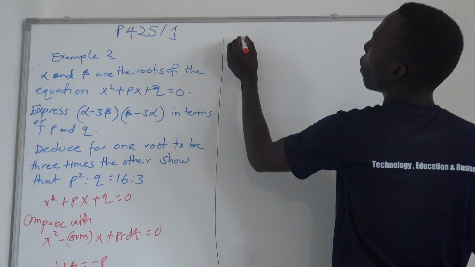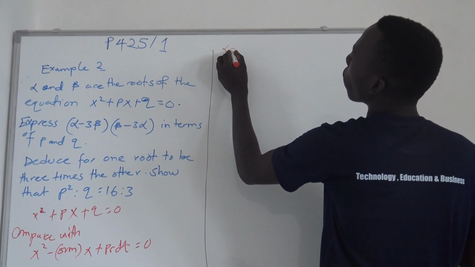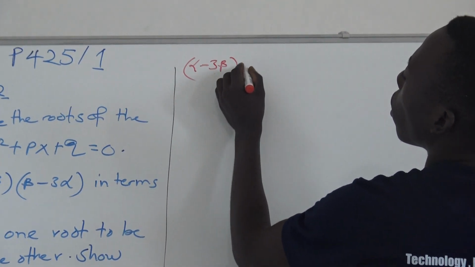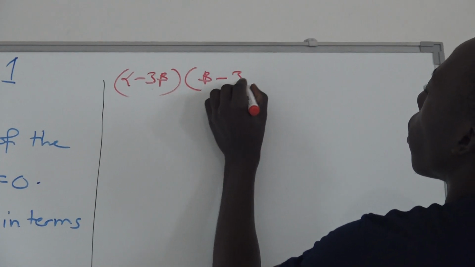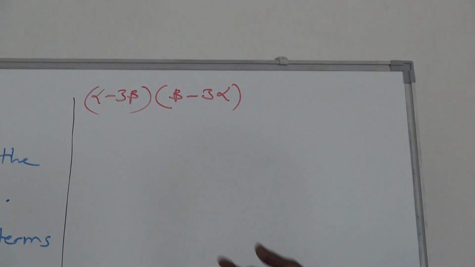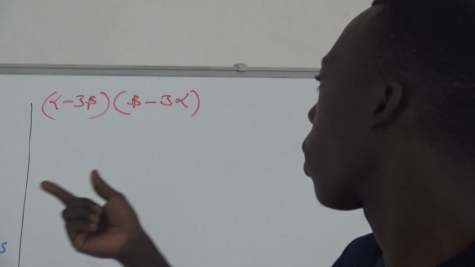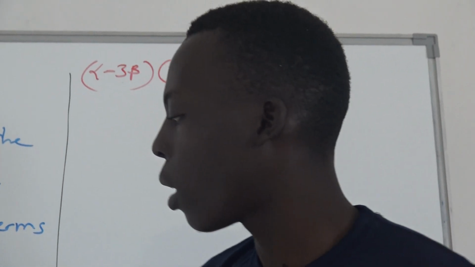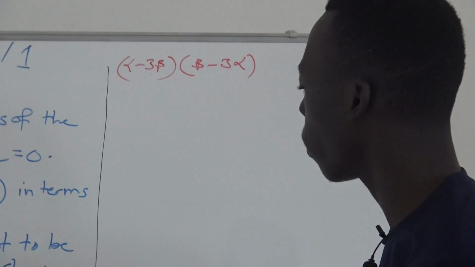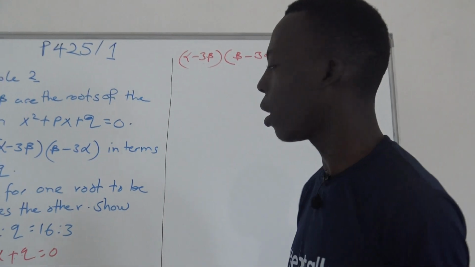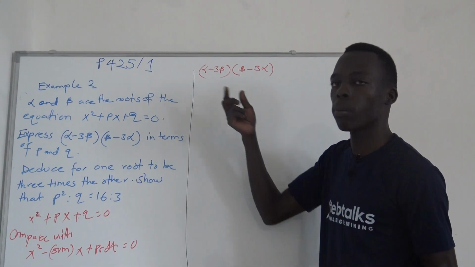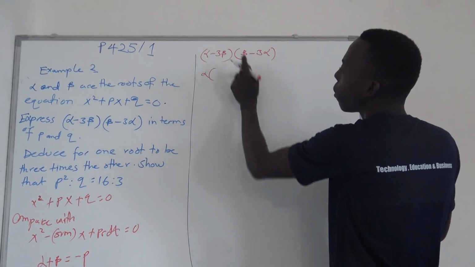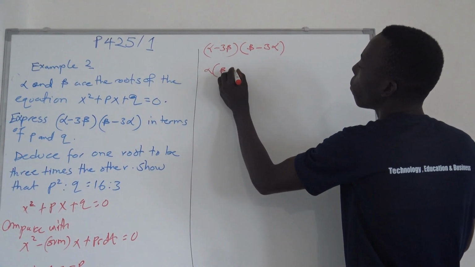We are expressing alpha minus 3 beta, times beta minus 3 alpha. Expressing means that we are going to expand this so that we can get components in terms of alpha plus beta and alpha beta, so that we can substitute in the values of P and Q. So we multiply as usual. We take this one and multiply with the whole of this bracket, which is beta minus 3 alpha.